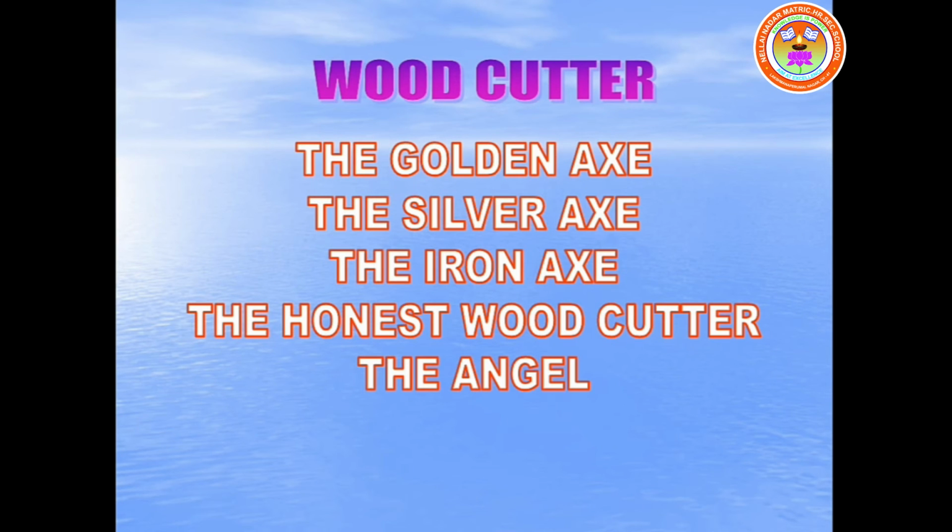Dear children, successfully we have developed the hints as sentences. Then we have to arrange the points into a paragraph and then give a suitable title. Shall we select a suitable title first? I select Woodcutter as the title for this story. You can give any suitable title for this. Example, the golden axe, or the silver axe, or the iron axe, or the honest woodcutter, or the angel.